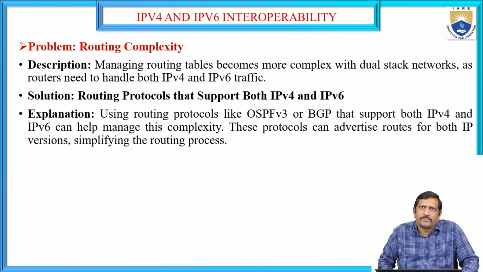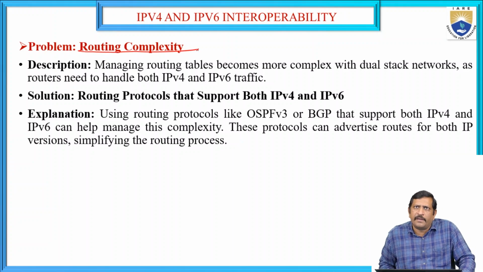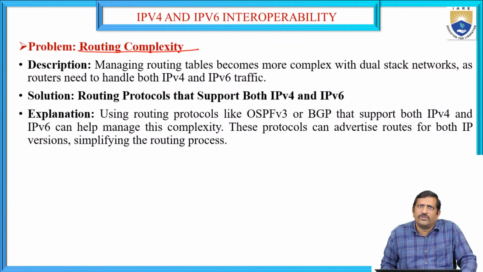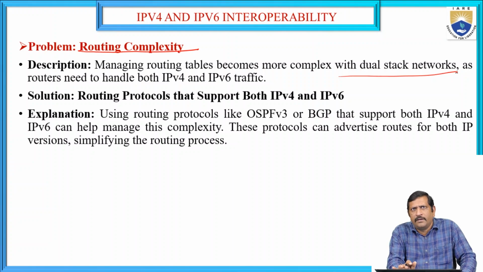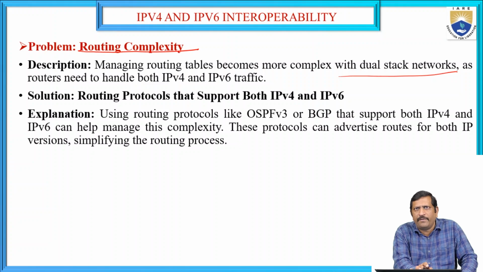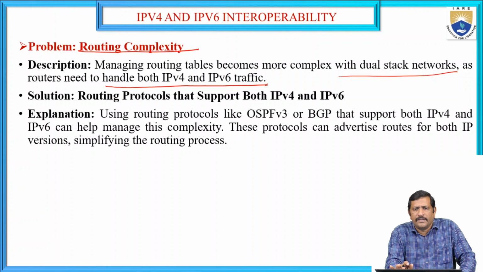Here is routing complexity. Next, the problem in IPv6 and IPv4 interoperability, internal operations, is the routing problem. Managing the routing tables becomes more complex with a dual stack network. Even if you manage these tables, it is more complicated, as routers need to handle both IPv4 and IPv6 traffic. The solution for that one is routing protocols that support both IPv4 and IPv6.